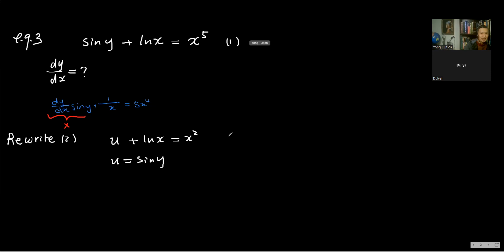That's it. Can we do the differentiation from equation 2? Yes, we can use this differentiation.